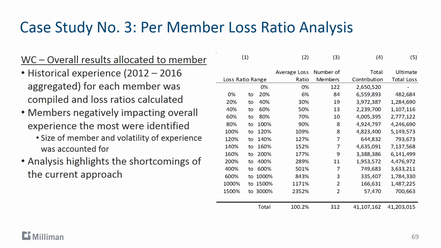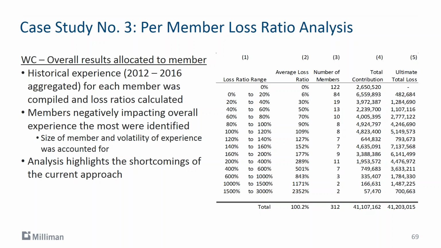So we have historical experience that we looked at for 5 years, and for each member, it was calculated. We compiled the loss experience for 5 years, actual losses from each of the members, and calculated loss ratios. And you can see that in the table here. You can see the loss, and it's grouped by loss ratio. So the loss ratio range, 0 to 20, 20 to 40, etc., the average loss ratio in that range, and then the number of members that were in that loss ratio.